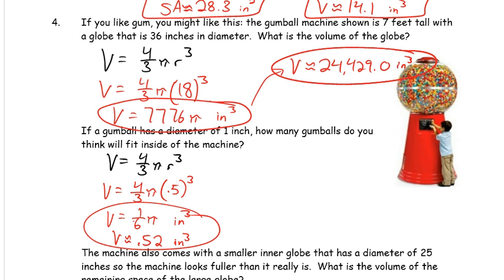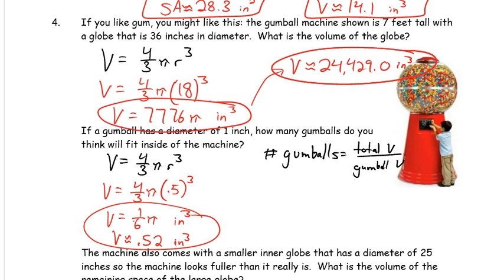That's a huge gumball machine. We have a total volume of 24,429.0. Each gumball is 0.52 inches cubed. To find the number of gumballs, hopefully you guys are thinking this, we're going to figure out the total volume divided by our gumball volume, because how many can you divide it up into?